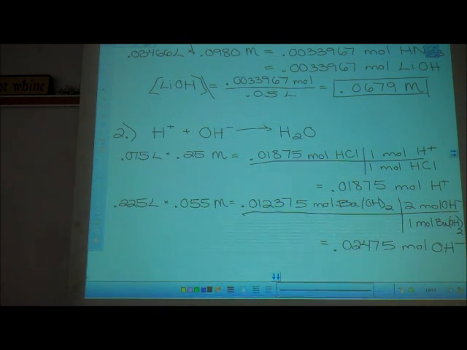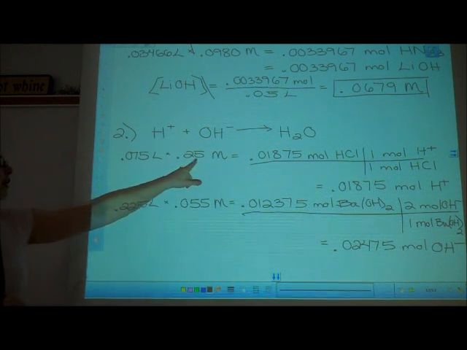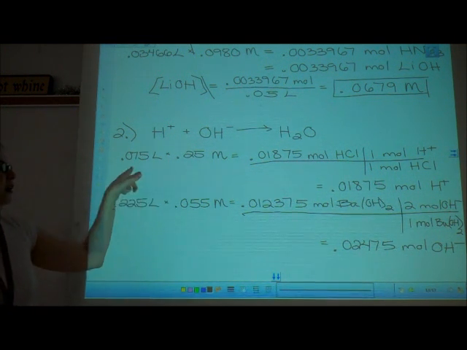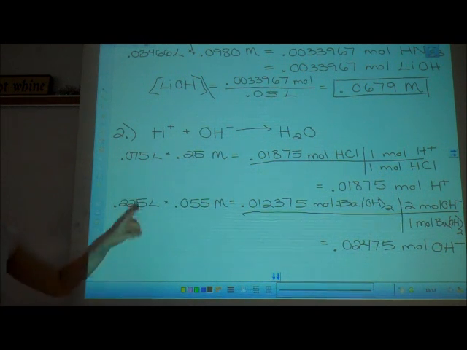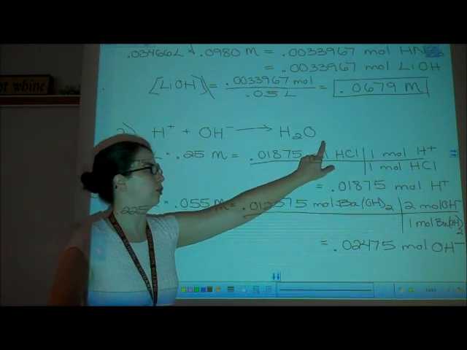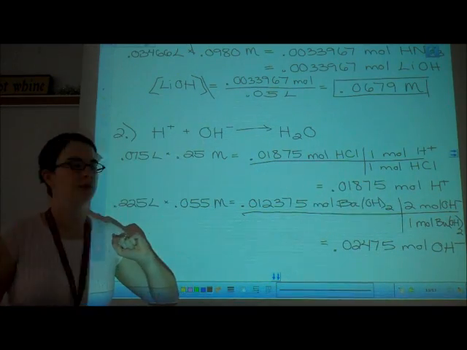Alright, I'm just going to stop here for a second. Okay, this is not the end of the problem, but I want to just make sure some things are clear. First of all, this is the net ionic equation because it was strong acid plus strong base. Then, in the problem, I was given molarities and volumes, one for the acid and one for the base. Multiply them, you get moles of the acid, moles of the base.